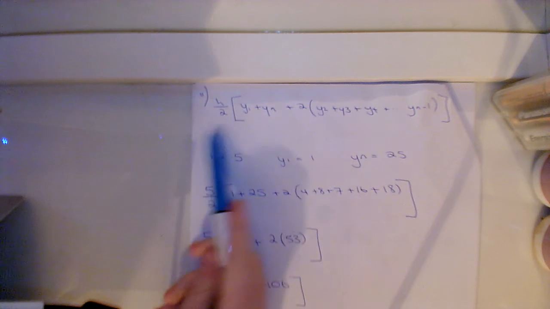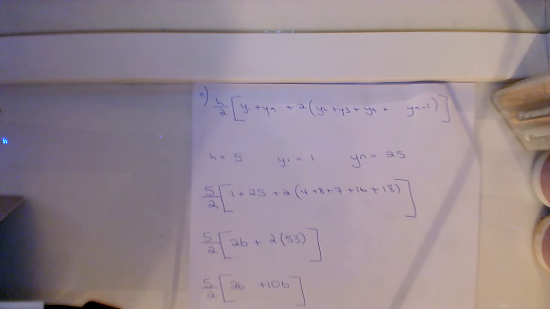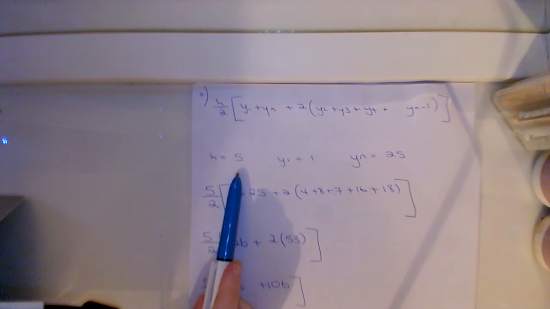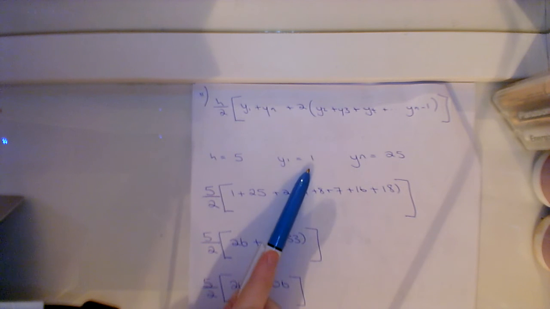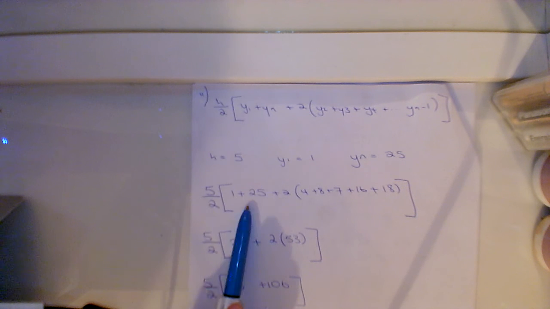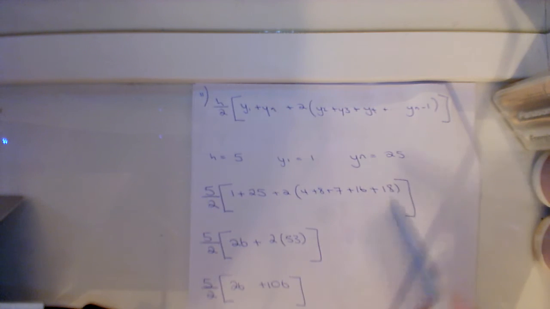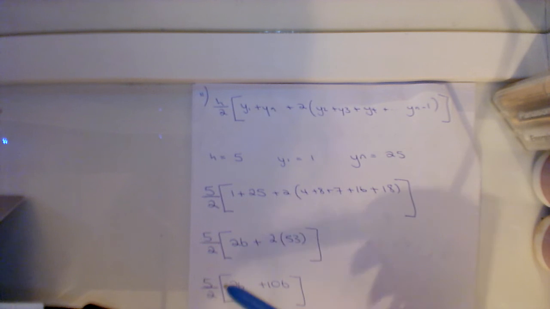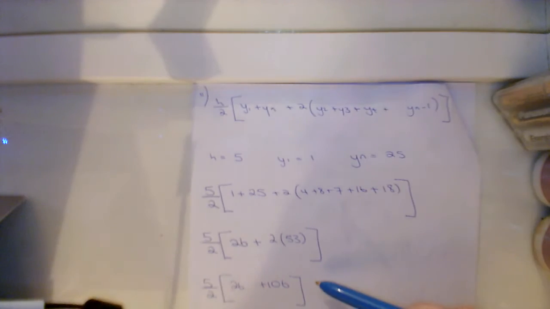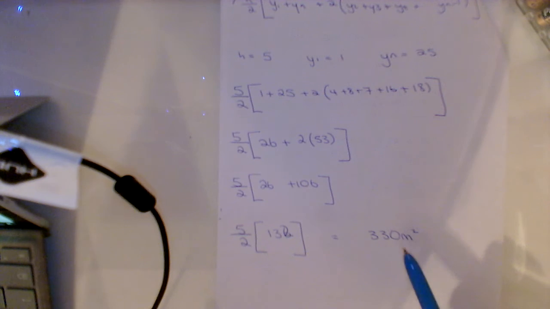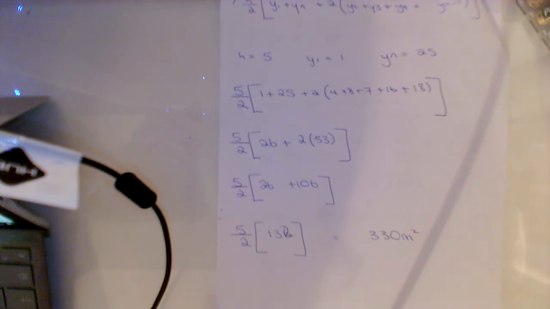Part 2, I have the same formula, which is in your log tables, page 12. My h, the common difference between all of them, is 5. My y1 is 1, my first height, and my last height is 25. So I have 5 over 2 bracket 1 plus 25 plus 2 times 4 plus 8 plus 7 plus 16 plus 18. And I have 5 over 2 bracket 26 plus 2 times 53. So I have 5 over 2, 26 plus 106, and I'll get 5 over 2 bracket 132. And I'll get my answer to be 330 meters squared.